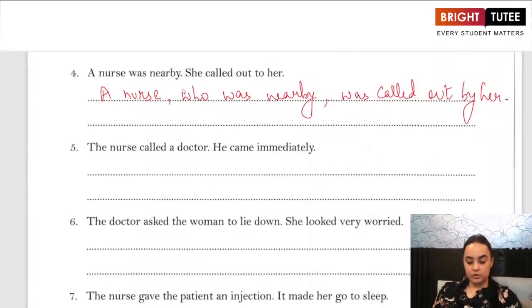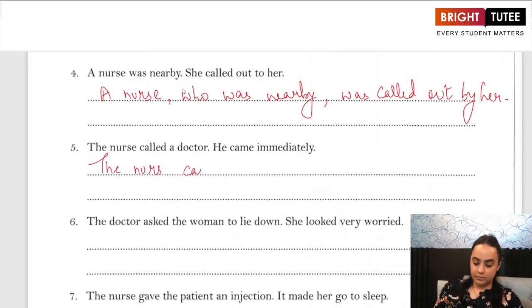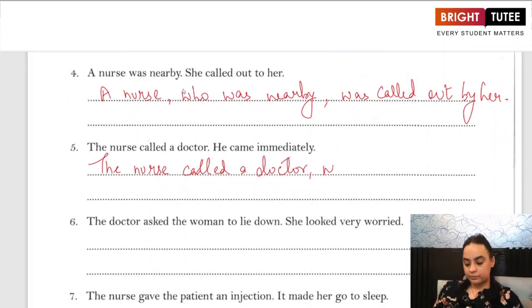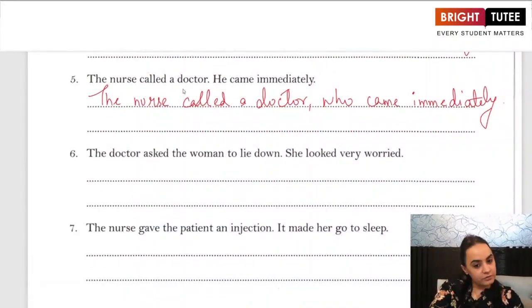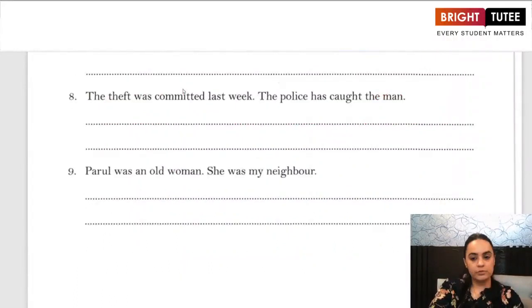Let us look at the other sentence. The nurse called a doctor. He came immediately. So, the nurse called a doctor who came immediately. Alright? So this way you can complete the rest of the sentences as well using a relative pronoun.